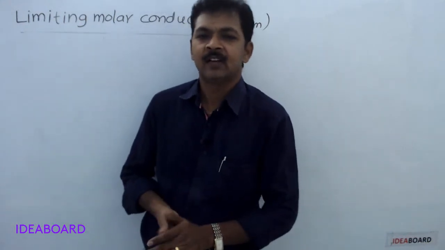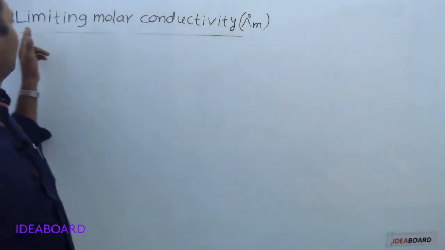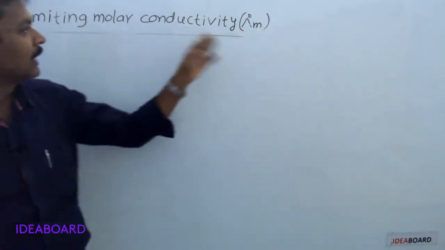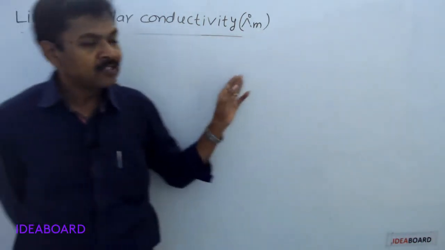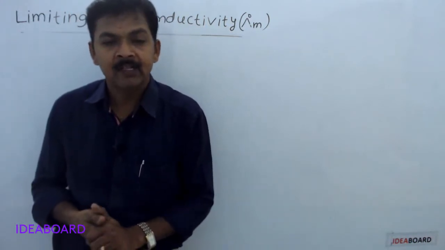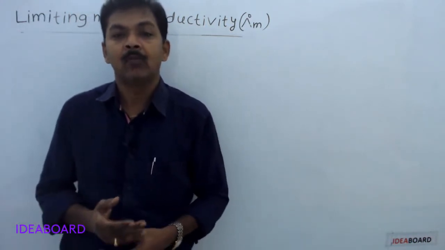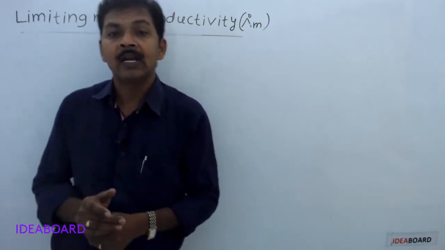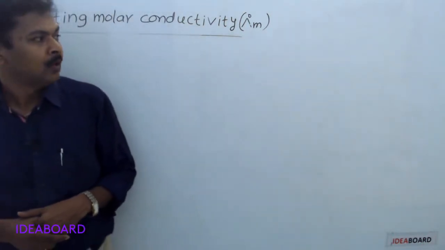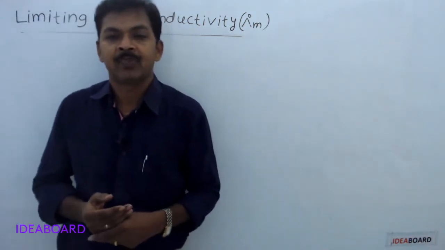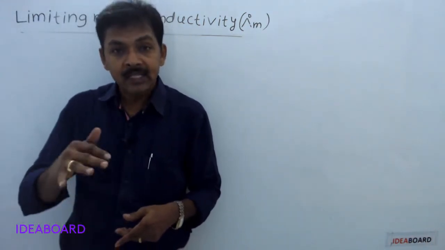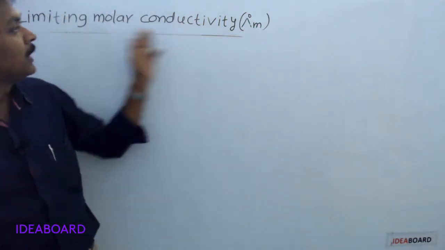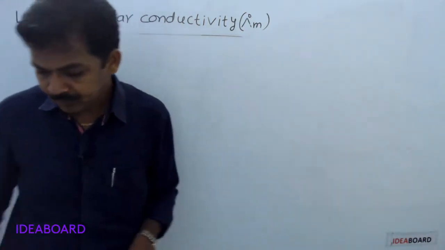My dear students, now I am going to explain limiting molar conductivity. In the previous lecture, I already explained that on dilution, molar conductivity increases. At infinite dilution, the molar conductivity reaches a maximum value. That molar conductivity is called limiting molar conductivity.